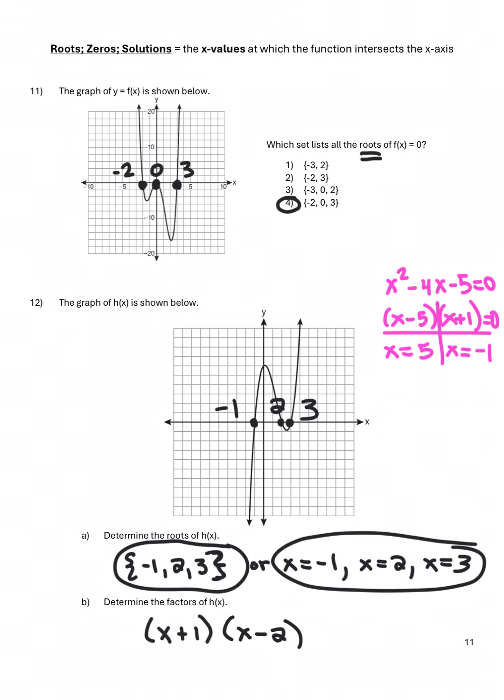And then same thing here. If you have a zero or a root of x equals +3, the factor would have the opposite sign. It would be x minus 3. So these right here are our factors.